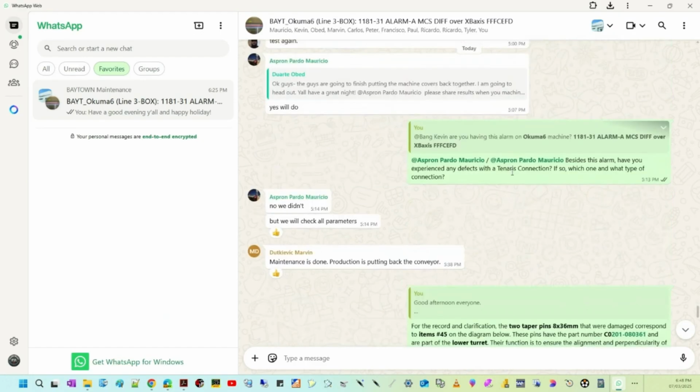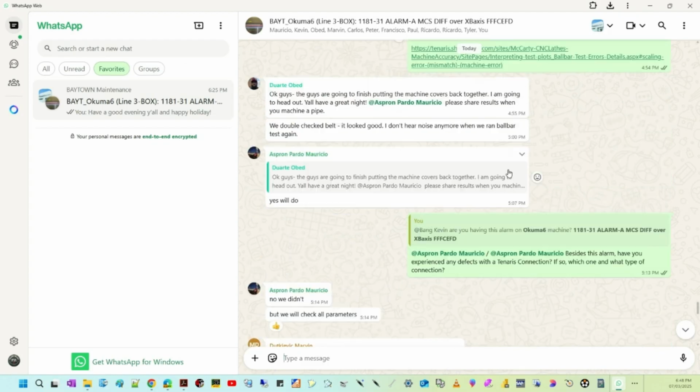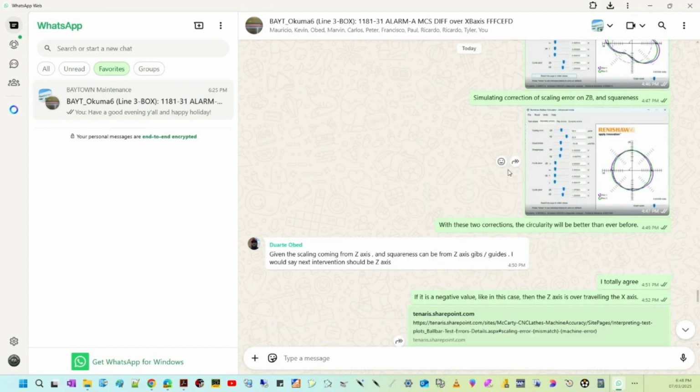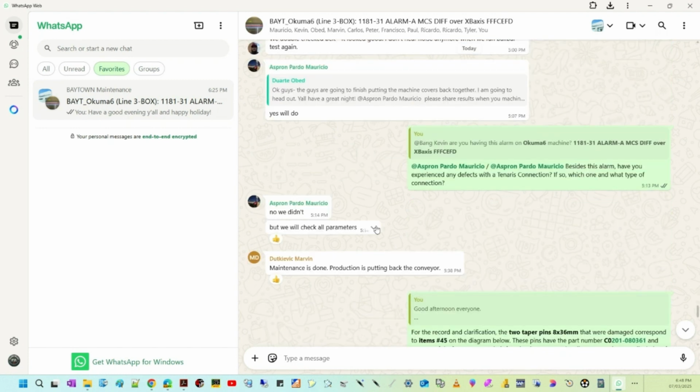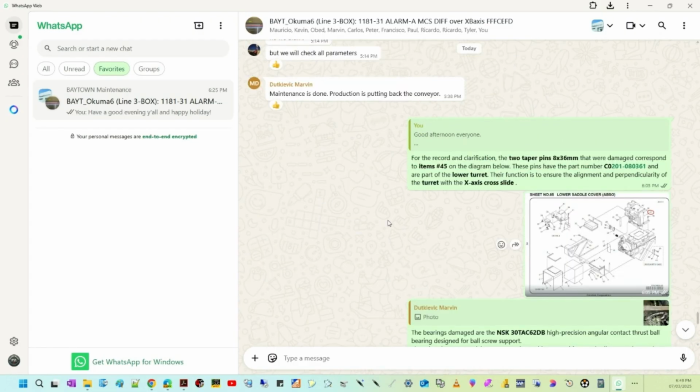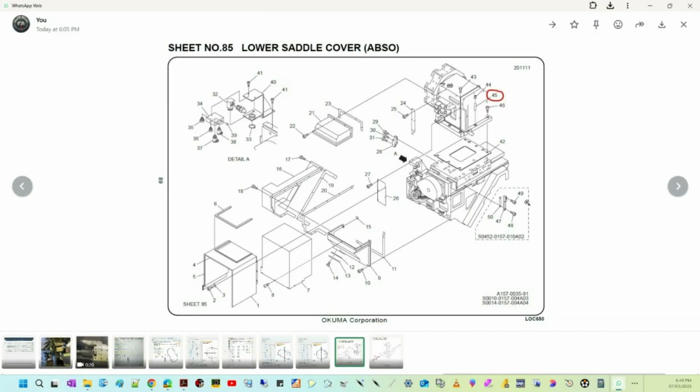Exactly. So to get the machine performing better than ever before, as they put it, they need to address both problems. The next proposed step seems to be focusing on the Z-axis, specifically looking at its gibs and guides. Why the Z-axis specifically? Particularly because that negative scaling error suggests the Z-axis might be over-traveling relative to the X-axis. Adjusting the Z-axis gibs might help correct both the scaling and potentially influence the squareness relationship between Z and X. So the investigation continues, just shifting focus. It does. They're clearly still working through it.